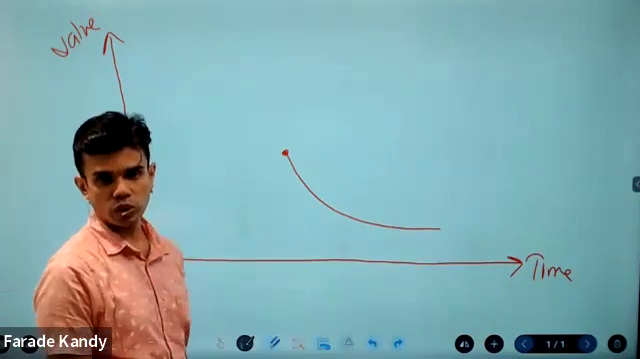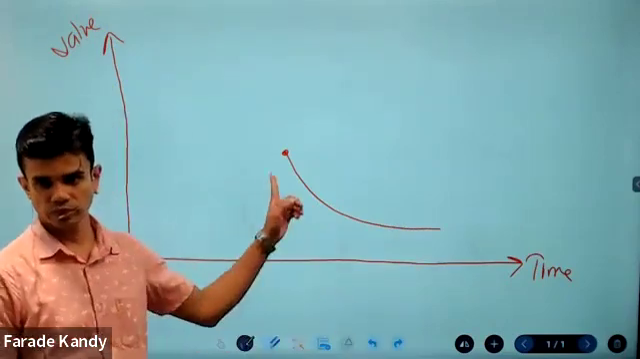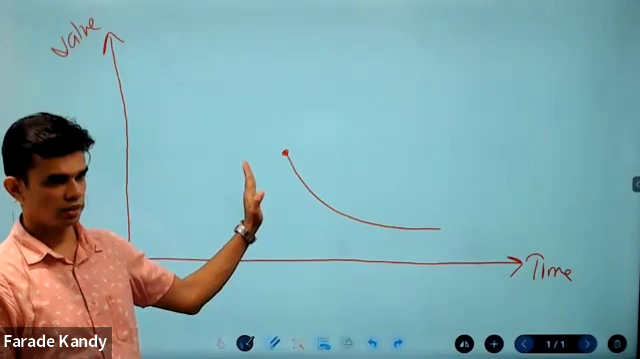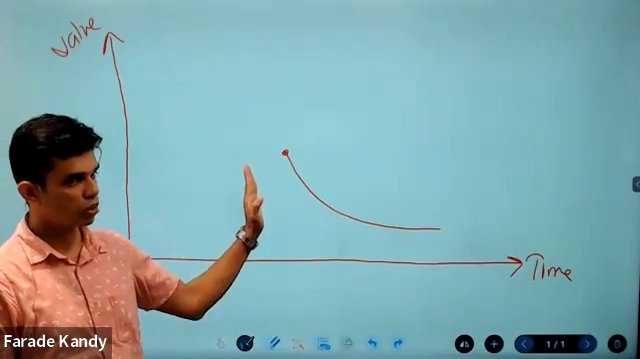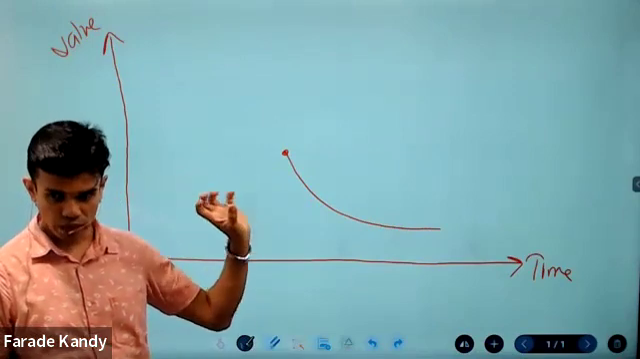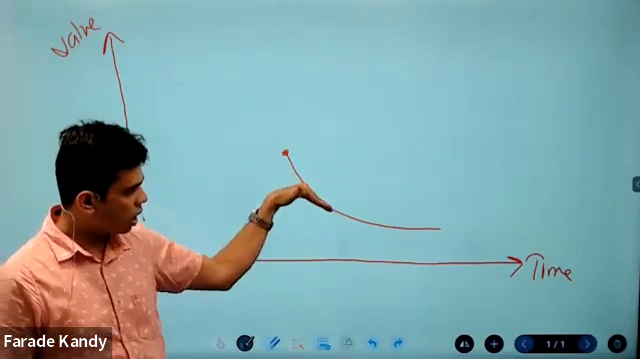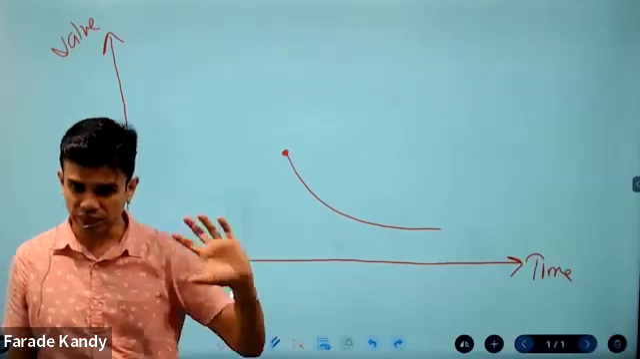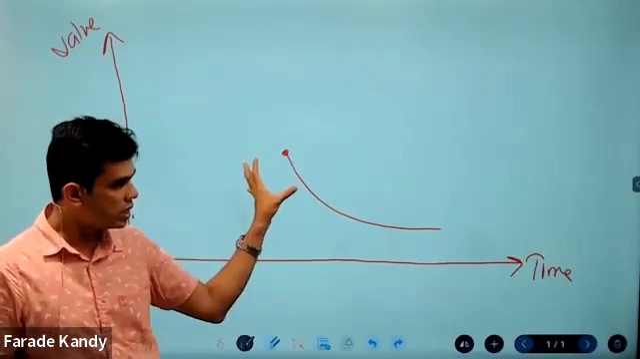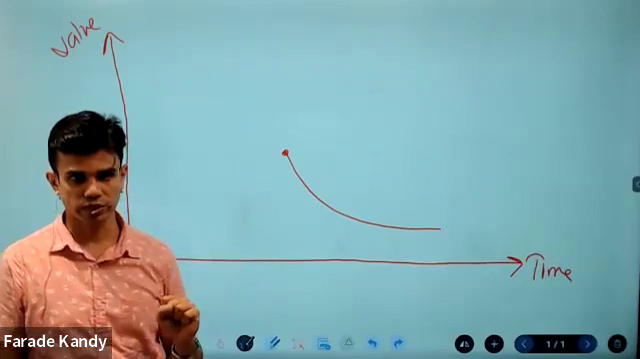Is this matching with the golden rule or not? What's the golden rule? The value of the information reduces over time. This graph is for a certain event. Is this matching with the golden rule or not?